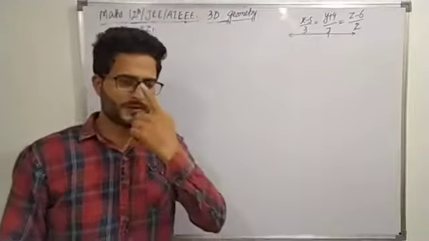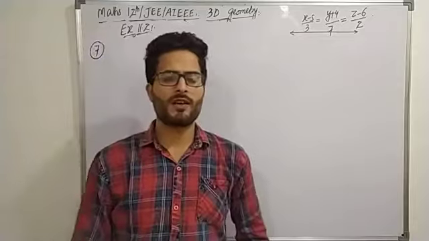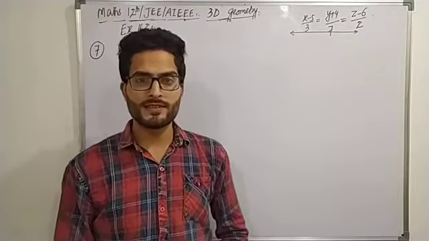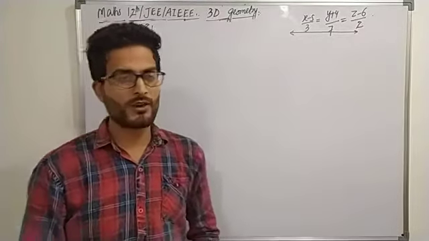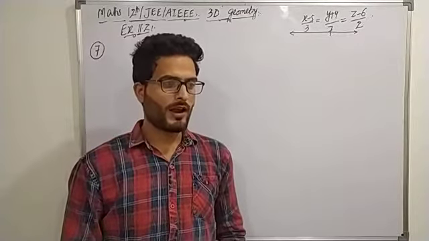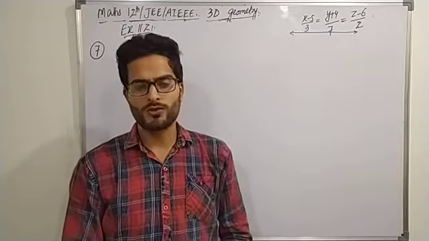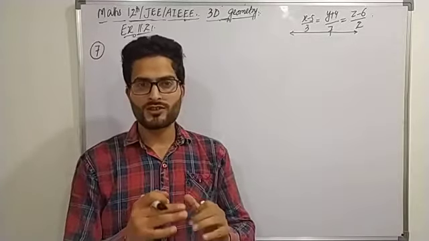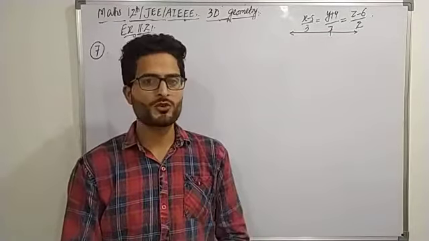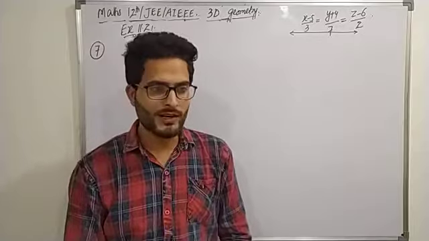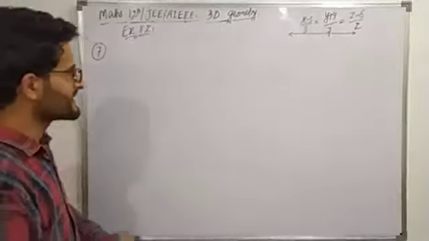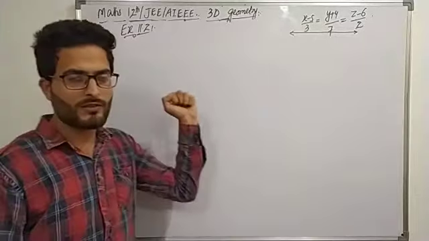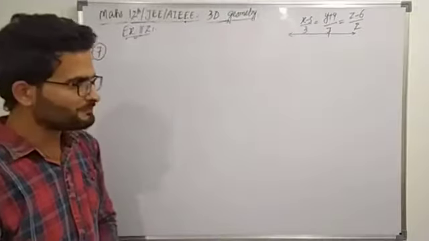Assalamu alaikum dear students. In the previous class we have done some questions of exercise 11.2 regarding three-dimensional geometry, and these questions were all about the equation of a line in 3D, direction cosines and direction ratios of parallel and perpendicular lines. Now we are on the same exercise and we are on question number 7 of exercise 11.2.